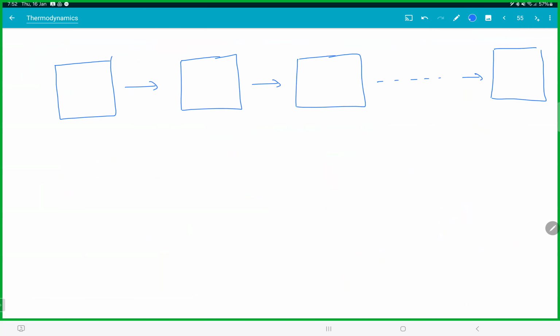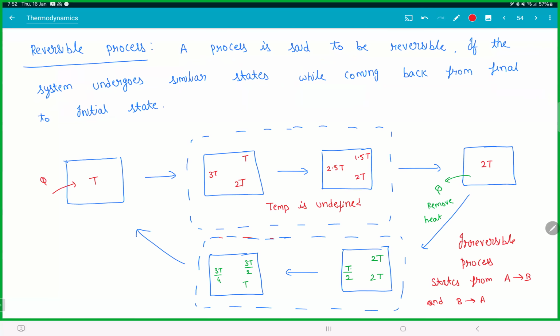So initially the temperature is T naught, T, let's say. So instead of giving a huge amount of heat, you give a very small amount of heat. That is the main thing. Because it doesn't follow the same steps. A to B and B to A steps are not the same, so it is irreversible.